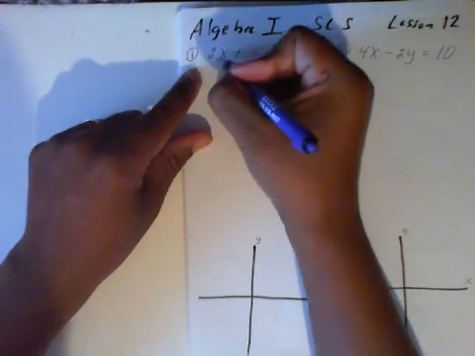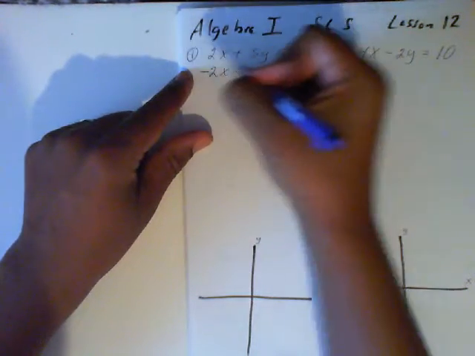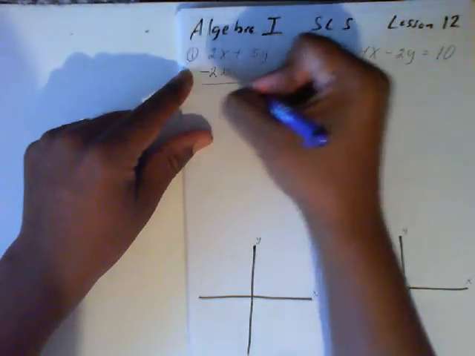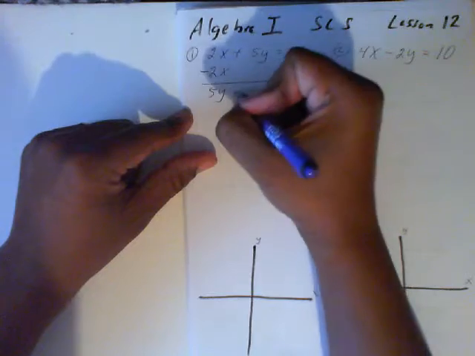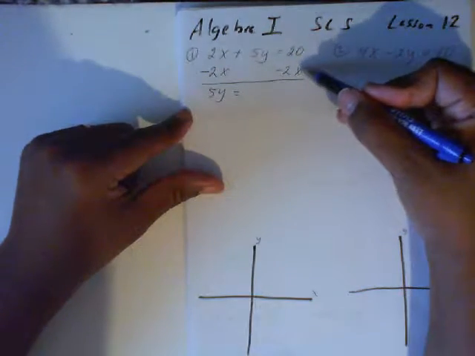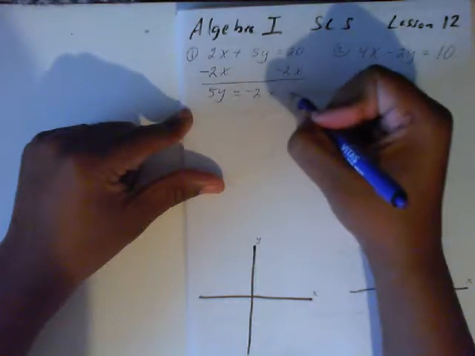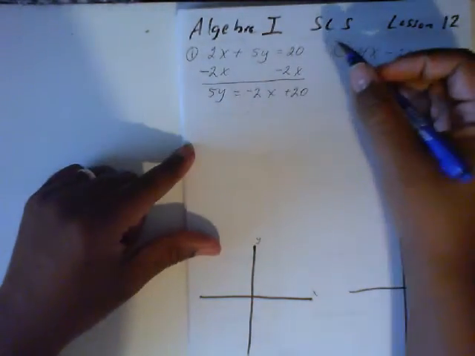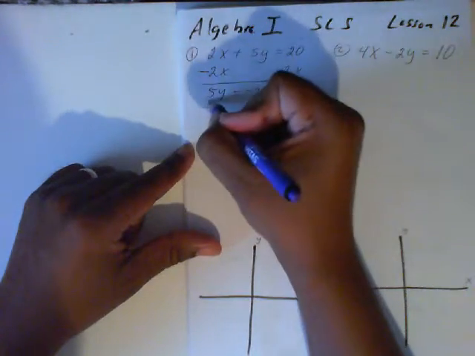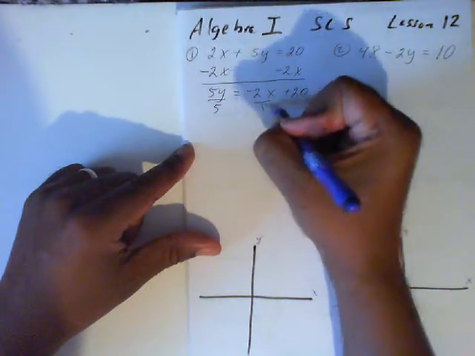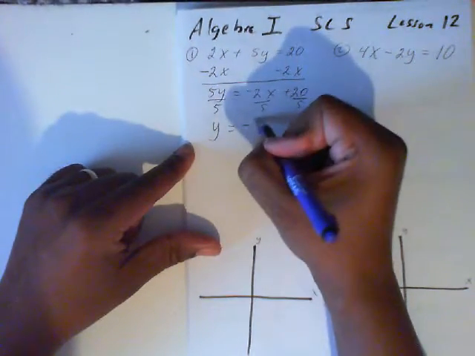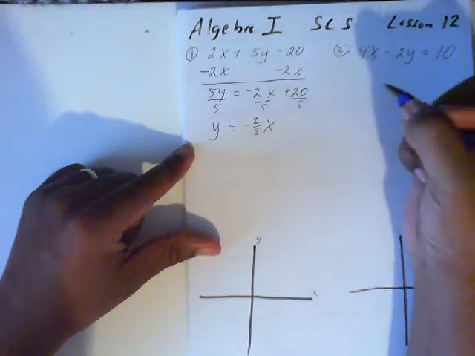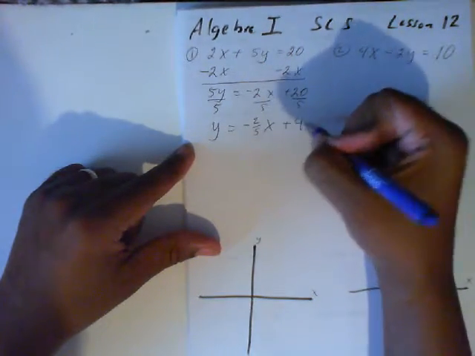First, I want to isolate y, so I'm going to subtract this positive 2x. So minus 2x here. The 2x's cancel and I get 5y equals, I want to write the negative 2x first and then the 20. Then from there I want to divide all sides by 5 to isolate the y. What I end up with is y equals negative 2/5 x, and 20 divided by 5 equals 4.